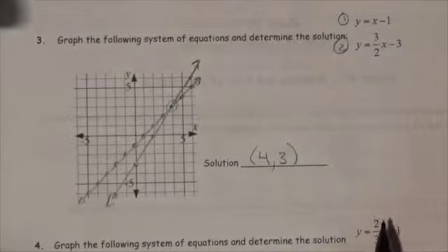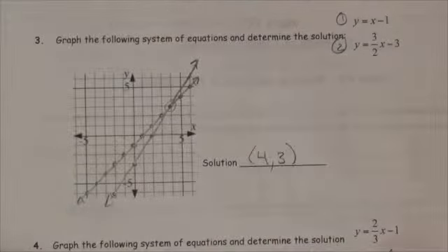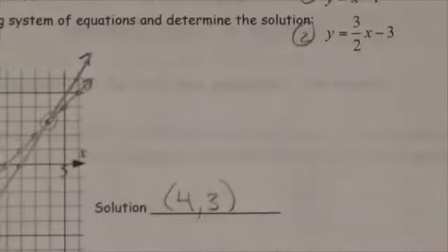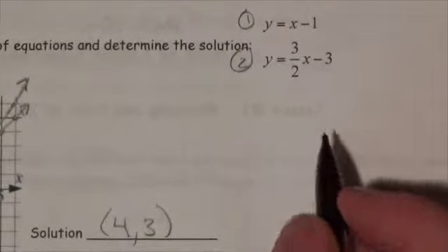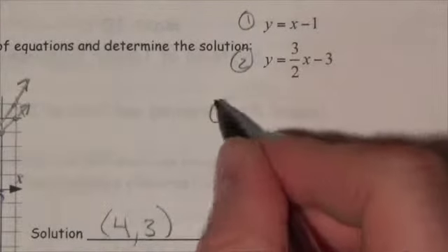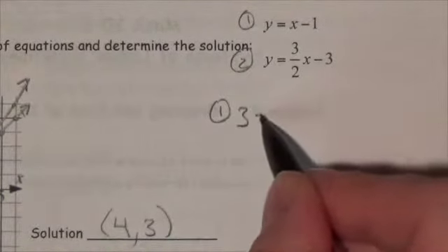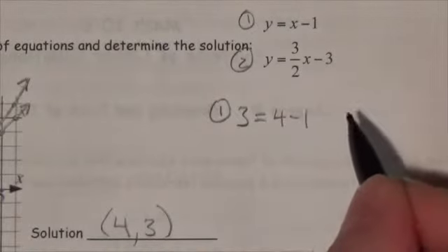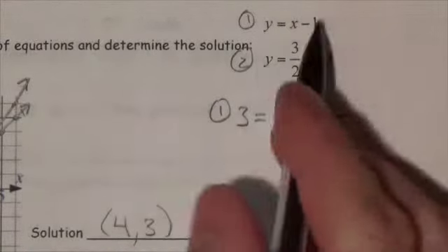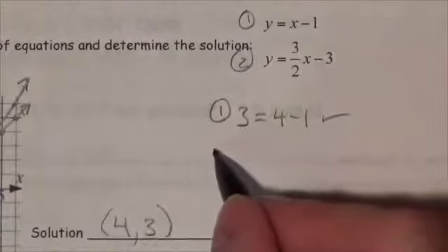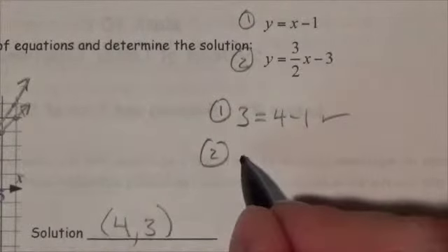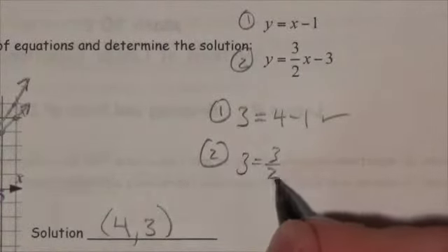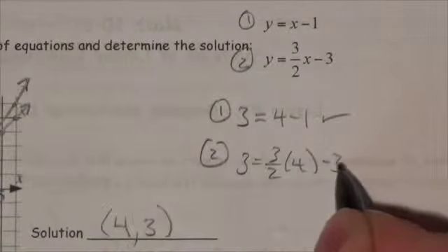Now I will go through and we'll double check this. We're going to zoom in just a little bit so we can be really clear on that system there. Here's equation 1. So is 3 equal to 4 minus 1? Well, yes, it is. So that point satisfies the first equation. Equation 2. Is 3 equal to 3/2 of 4 minus 3?